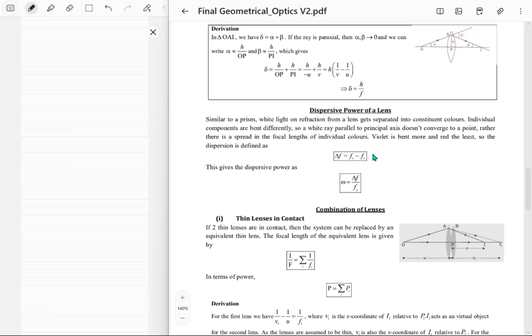Dispersive power of a lens. I'm not going to do all of this. Whatever it does, the focal length is different for different colors. Now you have a formula for deviation, and that's why the focal length is going to be different, because mu is going to be different.